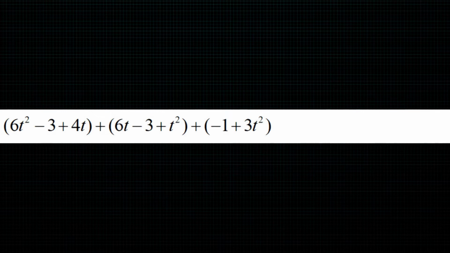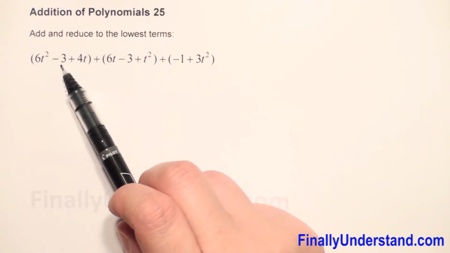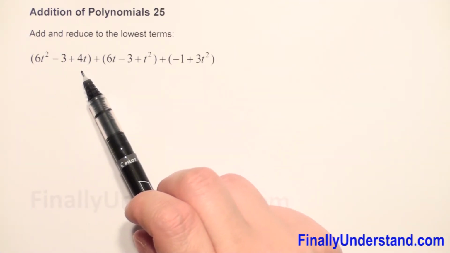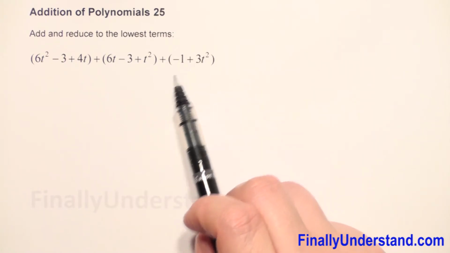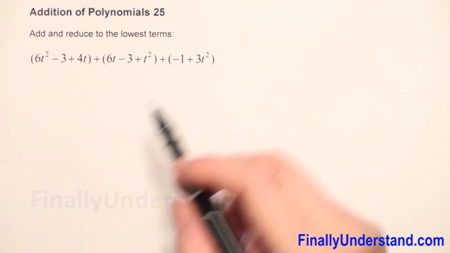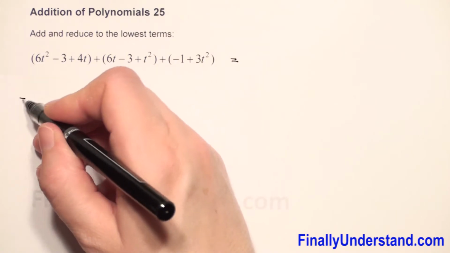We have addition of polynomials. We have three polynomials. First polynomial has three terms, so this is trinomial. Three terms, so we have trinomial, and two terms, so this is binomial. How we add? First, we have to take down the parentheses.